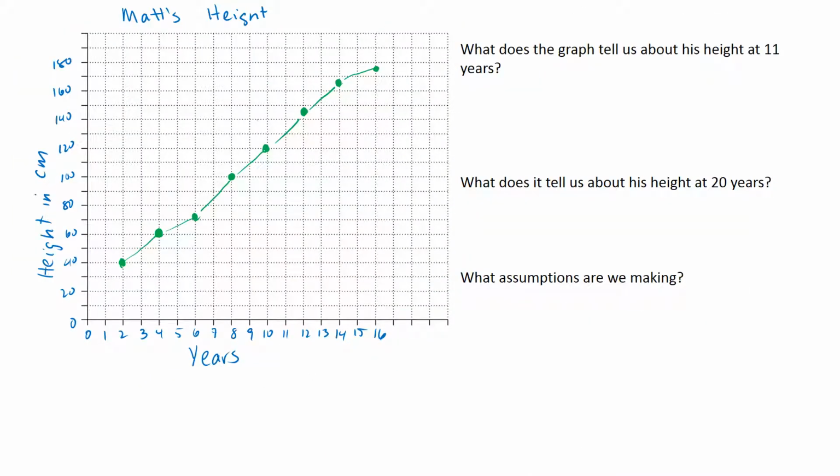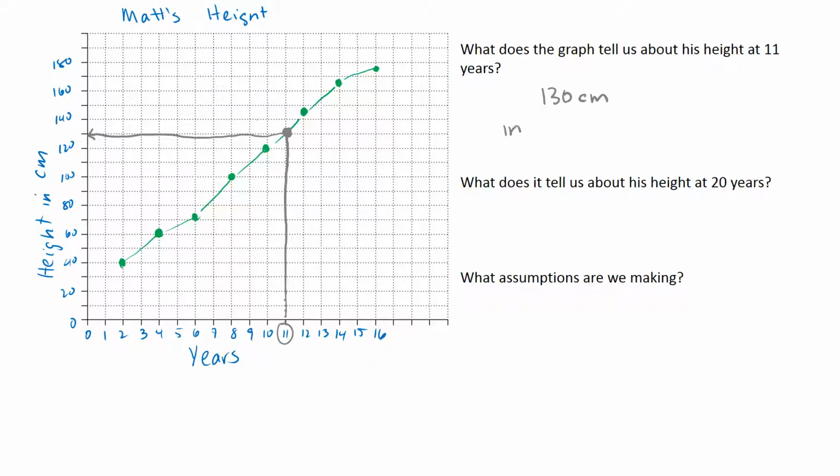So now let's take a look at the graph that we have made and figure out what the graph is telling us. What does it tell us specifically about the height at 11 years old? Because that's not a point that we were plotting, but something that we can use from the graph. So we find 11, and we go all the way up to the graph, and it looks like his height would be approximately 130 centimeters.